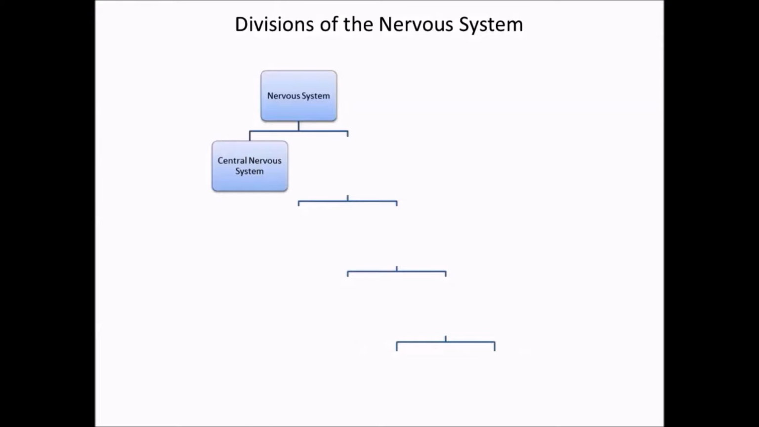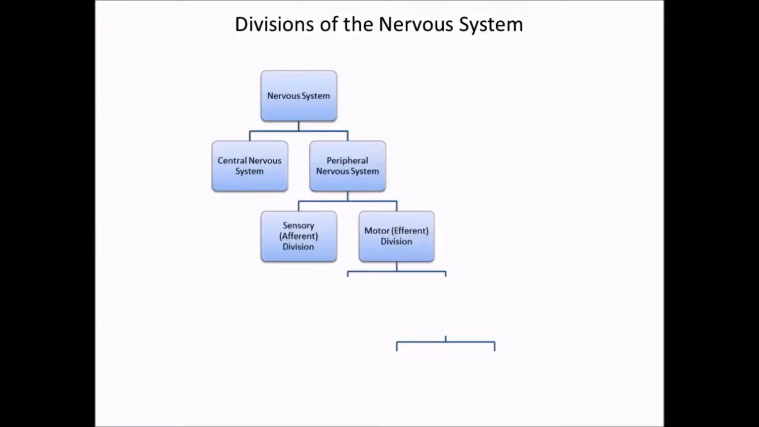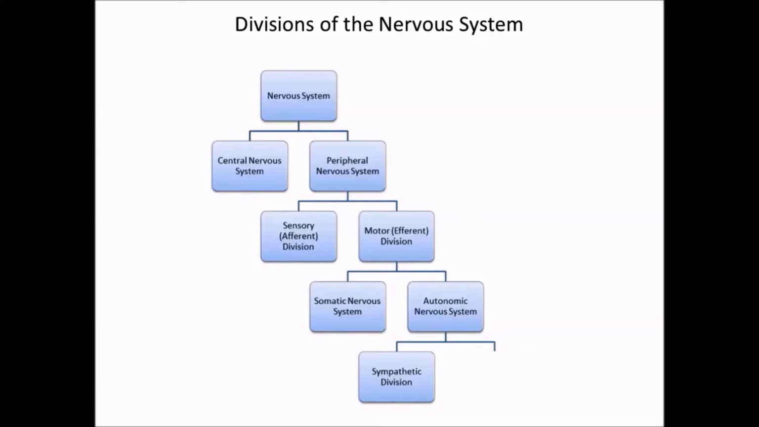The first division is the central nervous system. The second division is the peripheral nervous system. And the peripheral nervous system can be further subdivided into the sensory division and the motor division. And the motor division can be further subdivided into the somatic nervous system and the autonomic nervous system. And finally, the autonomic nervous system can be subdivided into the sympathetic division and the parasympathetic division.